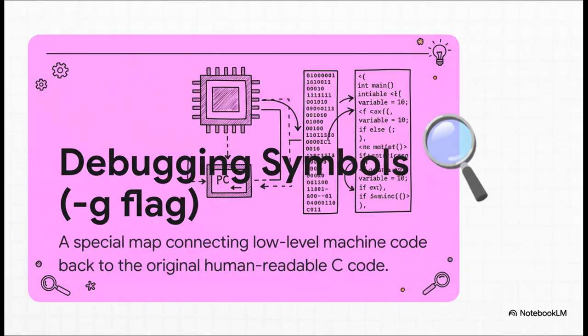Okay, but before we create that final runnable program, we add one absolutely critical ingredient: debugging symbols. Seriously, think of this as creating a super detailed map. This map connects every single low-level machine instruction all the way back to the original line of C code that it came from. Without this map, we'd just be staring at a sea of numbers, completely lost. With it, we can actually navigate.